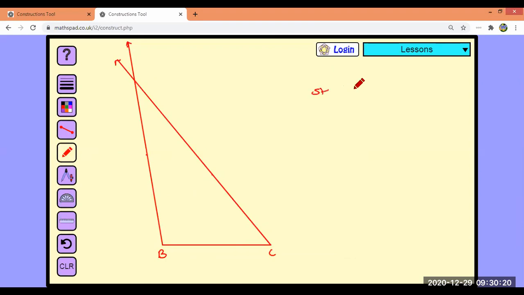Step one, draw triangle ABC where this triangle ABC had base 6.4 centimeters. This is 6.4 centimeters, always label. This is 100 degrees. This is 50 degrees. And step two, what is step two? We draw any two angle bisectors.